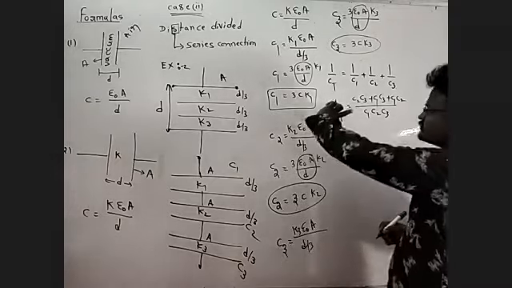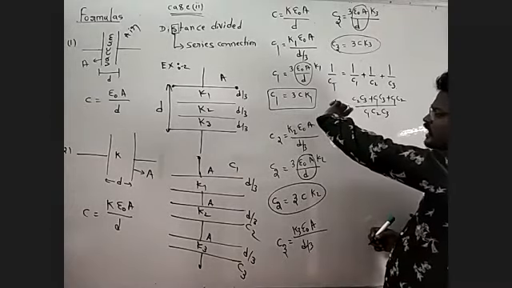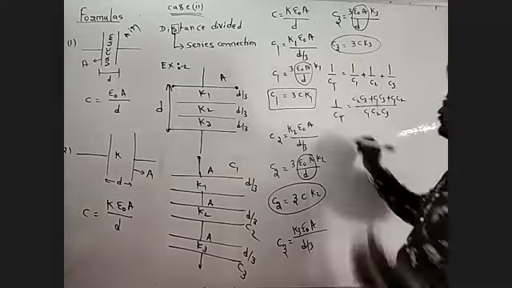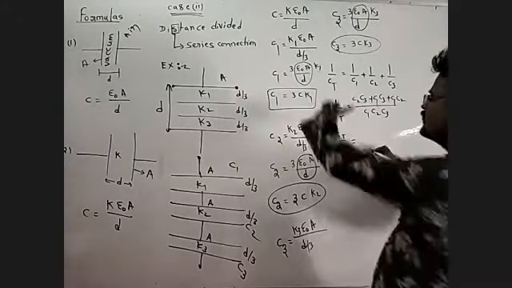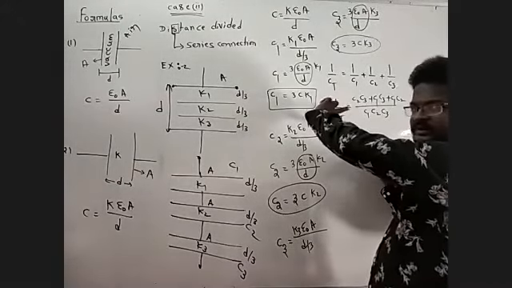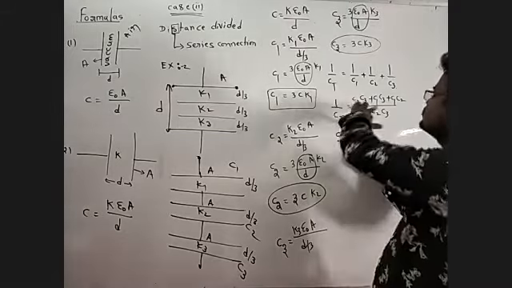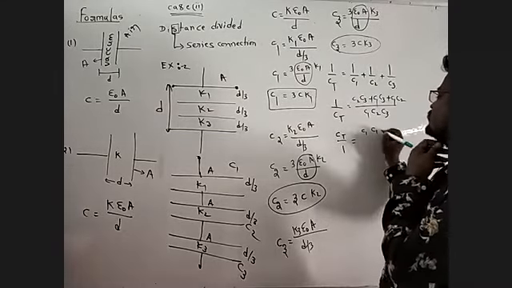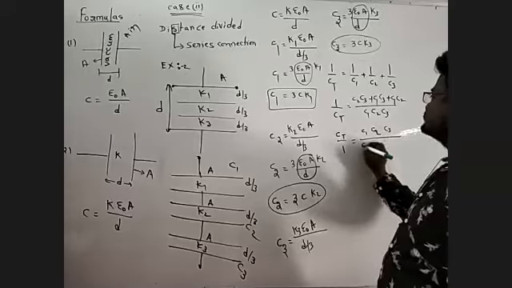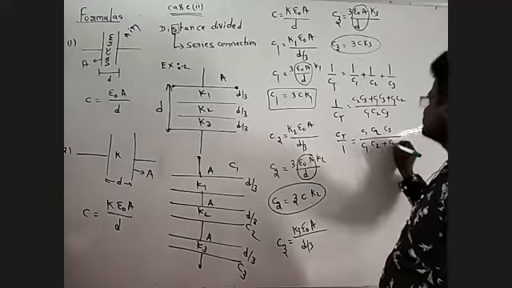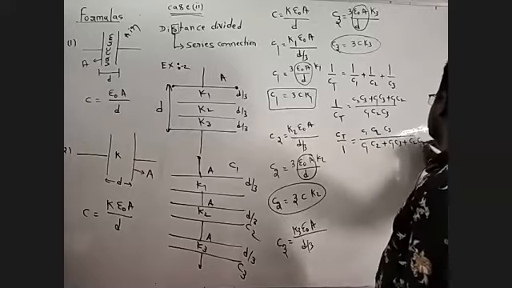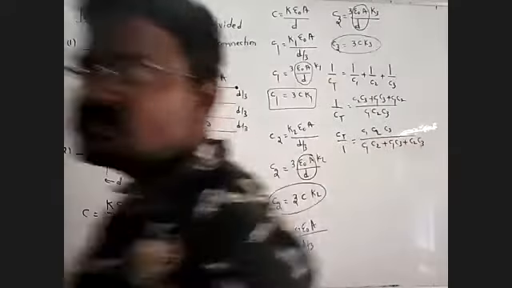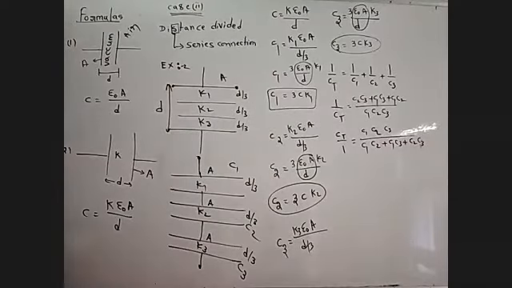Okay, so I can write this reversely. C total is equal to C1 C2 C3 by C1 C2 plus C1 C3 plus C2 C3. This is the formula for 3 capacitors connected in series.